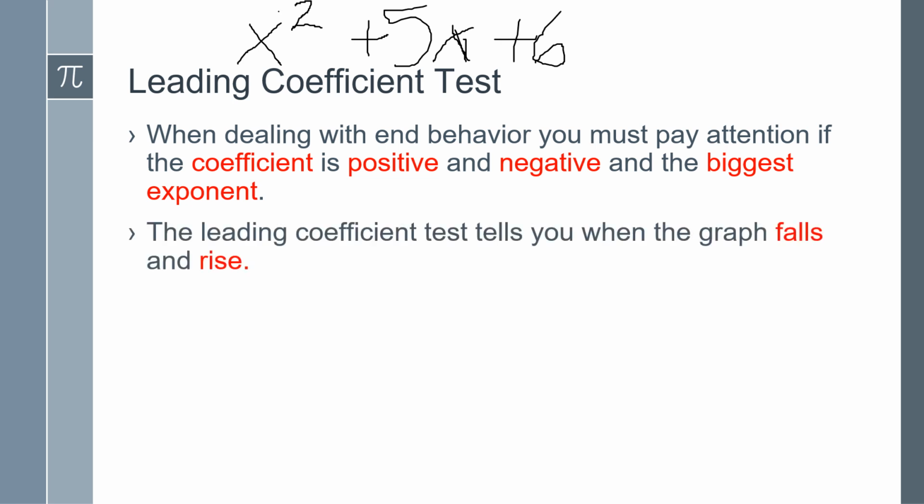Let's move into it. The leading coefficient tells you when the graph falls and rises. And you're going to have graphs that look like this. The only reason I brought up this trinomial was to show you about leading coefficients and stuff like that. In class, we're going to discuss this in detail.